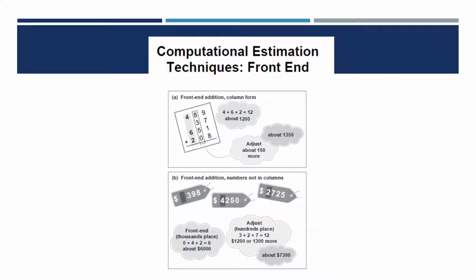But by making an adjustment with our hundreds place, I would add 5 and 3 is 8, plus 8 is 16. So I would know that I needed to add about 16 more, or 160 more. So my answer is going to be somewhere around 1350 to 1360, adding those two together. So sometimes we have to be that precise in estimation, and other times we don't.